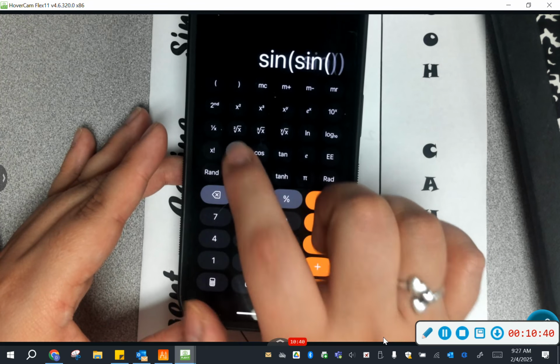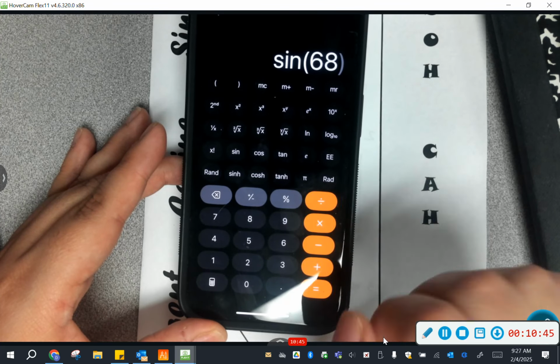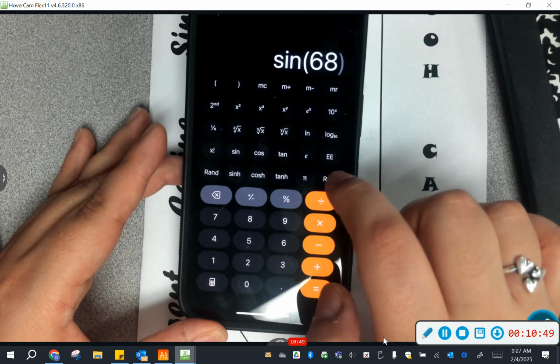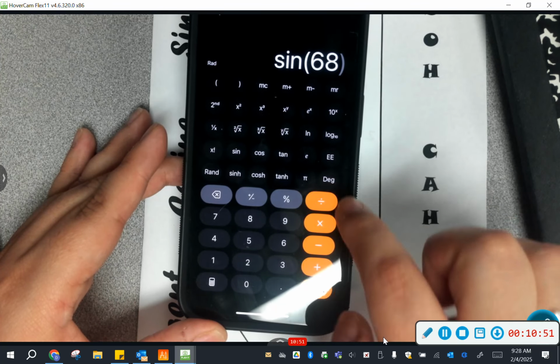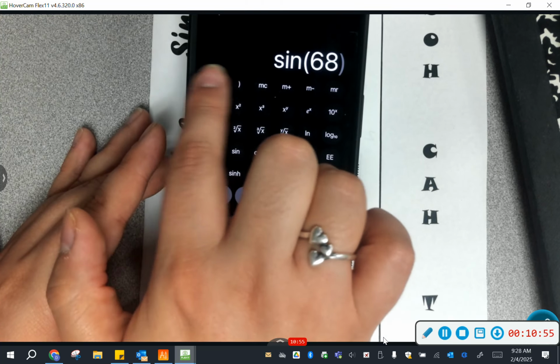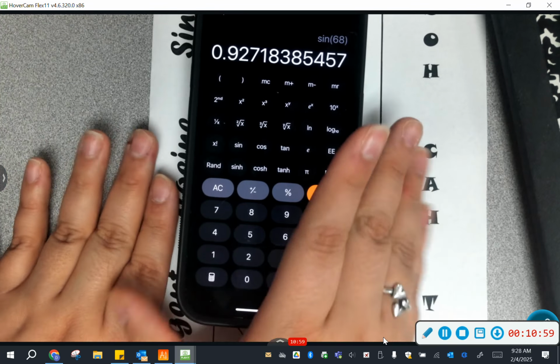For sine, you can type it in. Sine of 68, just like we did. But you need to make sure you're in degree mode. Do you see how that has rad? That's radian mode. If you click it, degree, there's nothing there. I really wish there was degree there. And so then you can find the same answer that we found. So just letting you know.